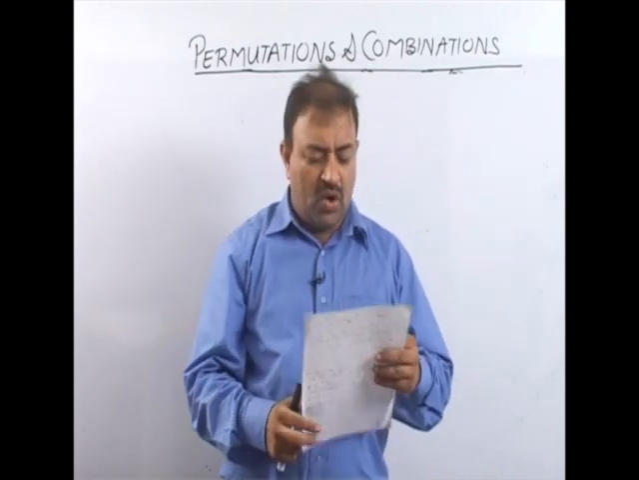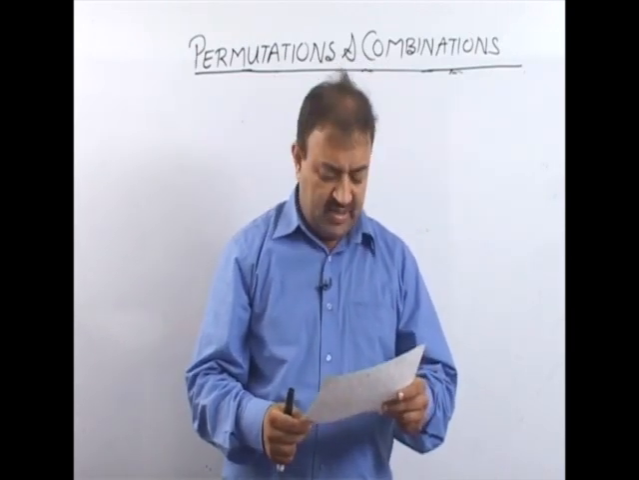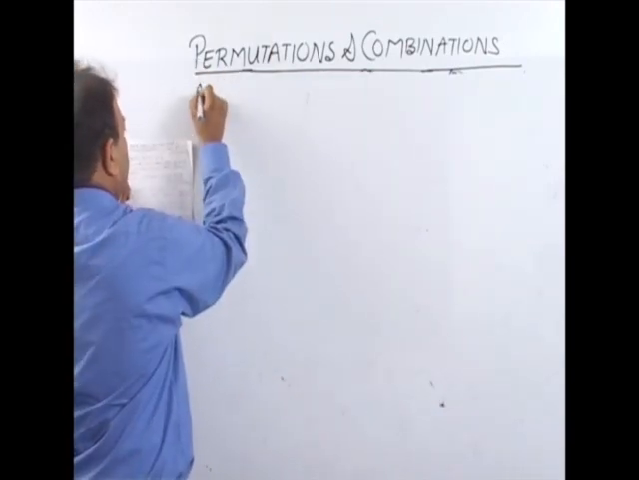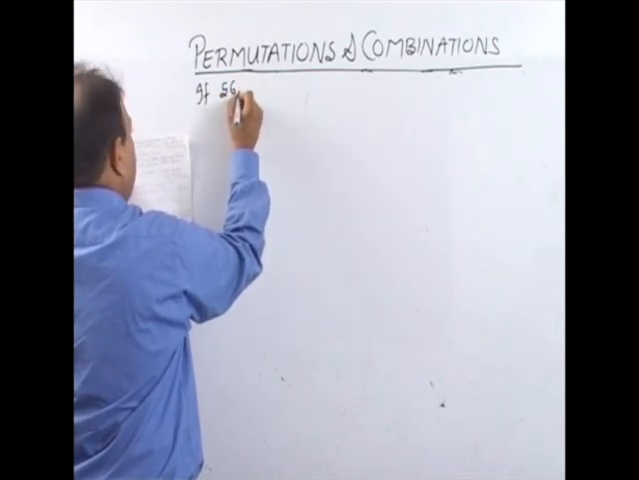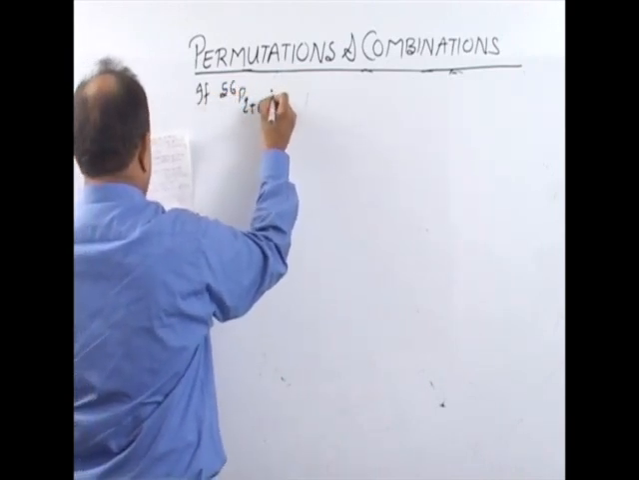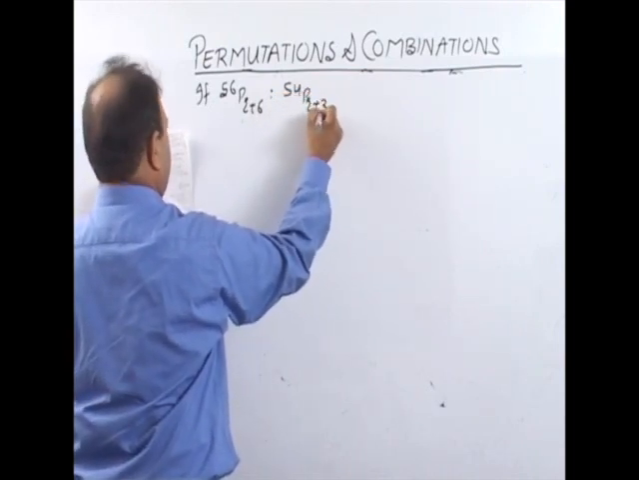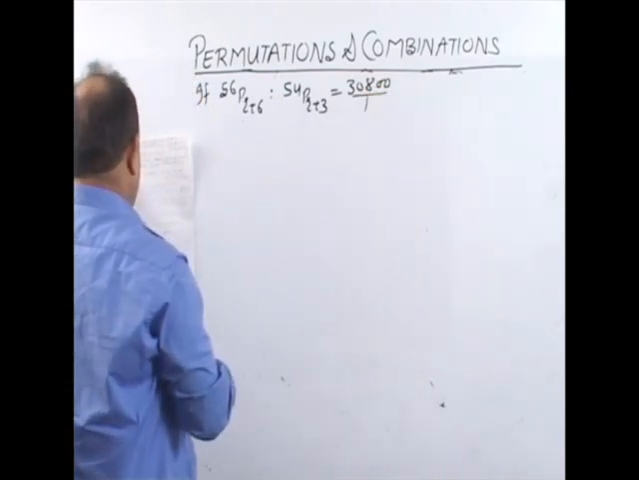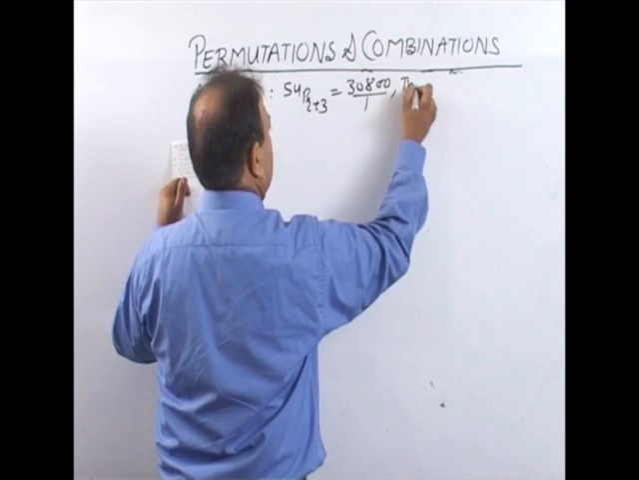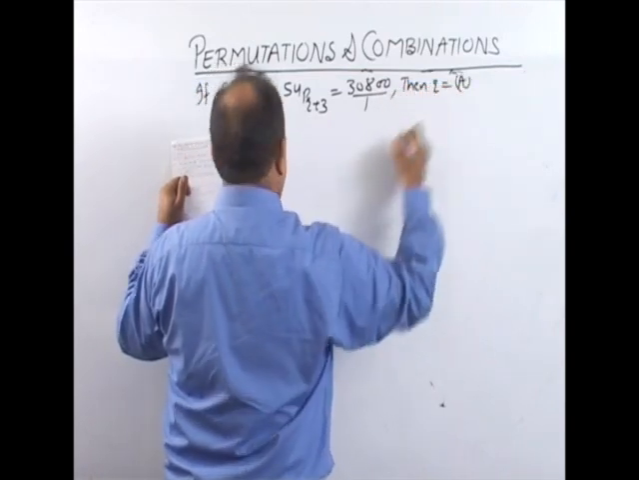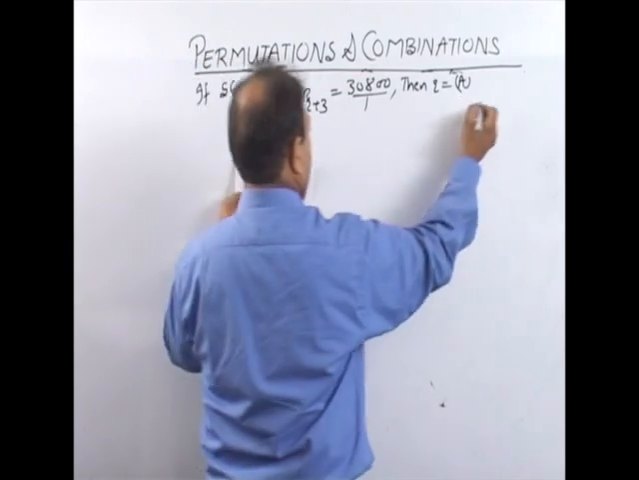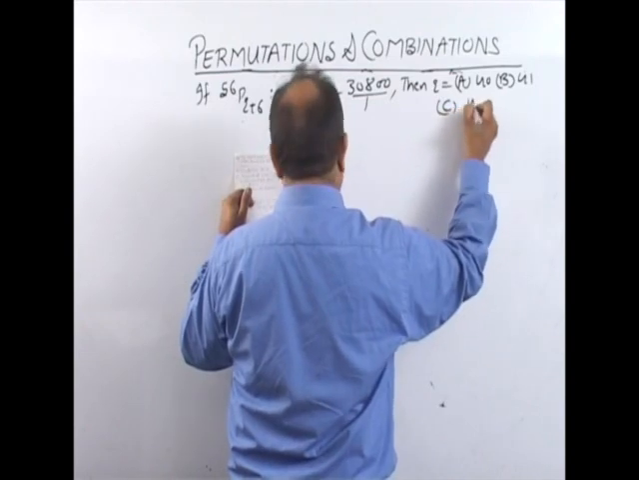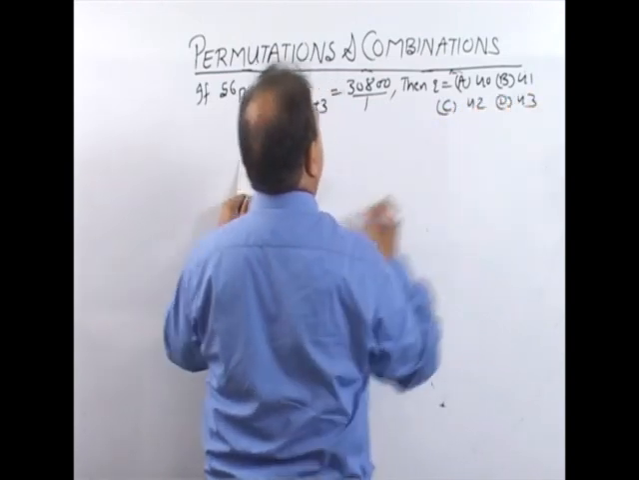Next problem based on this binomial coefficient is: if 56P(r plus 6) ratio 54P(r plus 3) is equal to 30800 upon 1, then r equals: A option is 40, B option is 41, C option is 42, D option is 43.